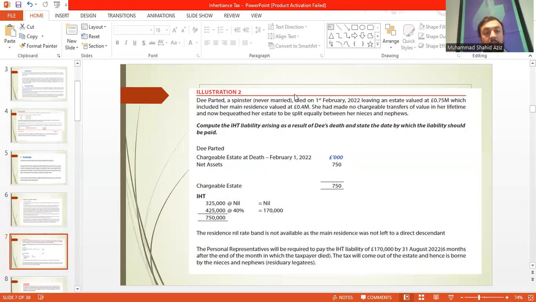170,000. And D died in February, so it means February, March, April, May, June, July, August. So this 170,000 should be paid to the government by 31st of August 2022, after 6 months. Okay, let's see another example.